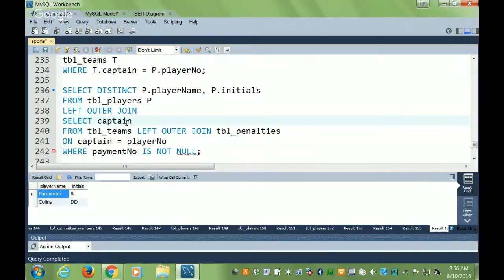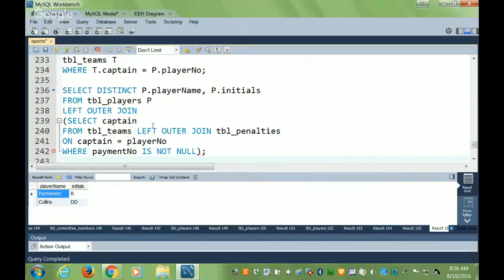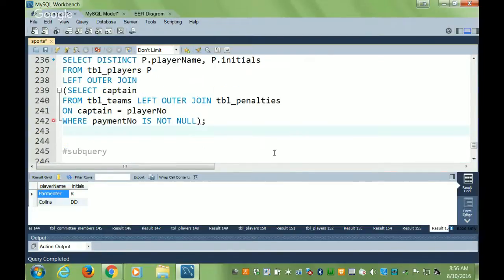Okay. If I kind of put it this way, do you think it will work? So I said select the captain from this team where they're equal and the payment number is not null. And then can I say do a left outer join with it? It's giving me a syntax error straight away. Logically, this is what I'm doing. I'm finding the captain numbers from the, oh, and we are still missing the on condition. That's why it's giving me an error. This is more complicated, but there's nothing wrong in it.